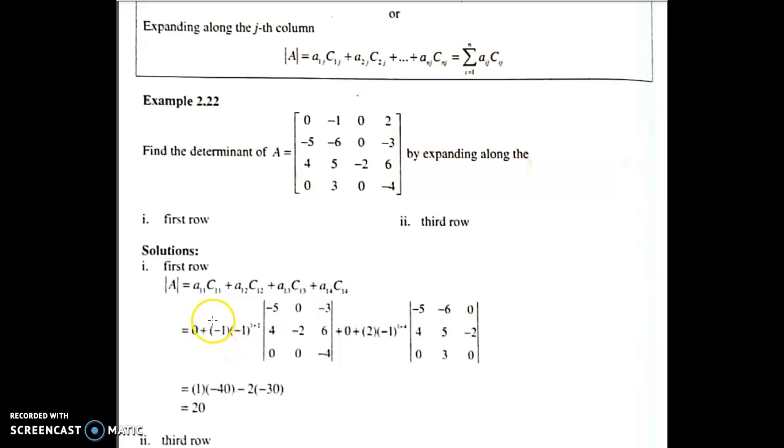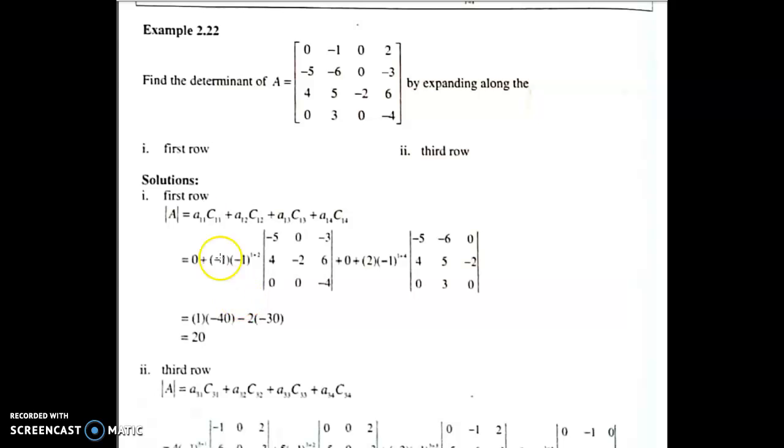So we have -1 here as A12, times C12, which is -1 to the power of i plus j, which is 1 plus 2, times the minor M12, which, like I said before, is the matrix with -5, 0, 0, -2, 0, -3, 6, -4, which is this. So this is for A12 and C12.